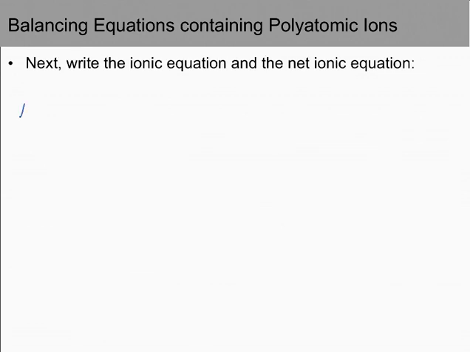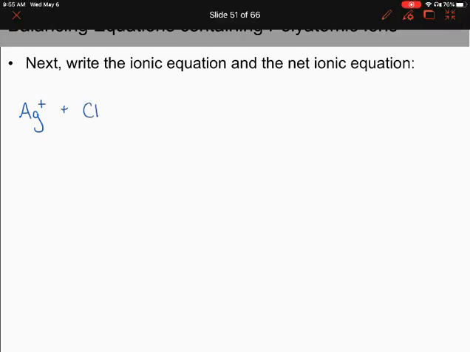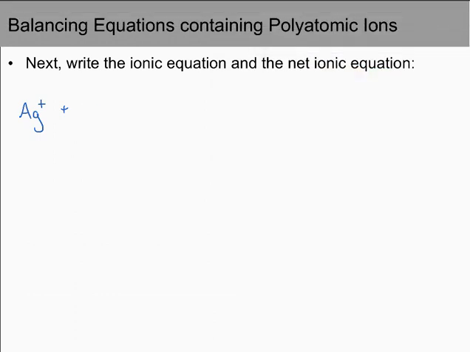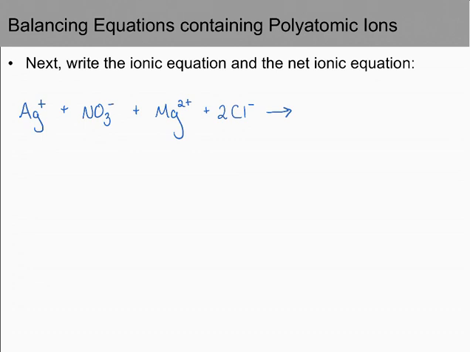Okay, so we had silver, which was a +1 ion. Oh wait, silver was bonded to nitrate. I'm getting ahead of myself. All right, so we had NO3 minus, and then we had magnesium 2 plus, and we actually had 2 chloride ions bonded to magnesium, so I'm going to write 2Cl minus. And then in the products, we had silver chloride, which was a solid, so we'll leave that as it is. And then we had a magnesium ion and 2 nitrate ions.